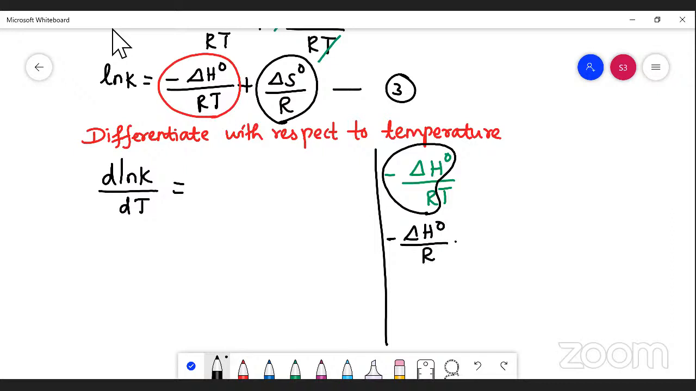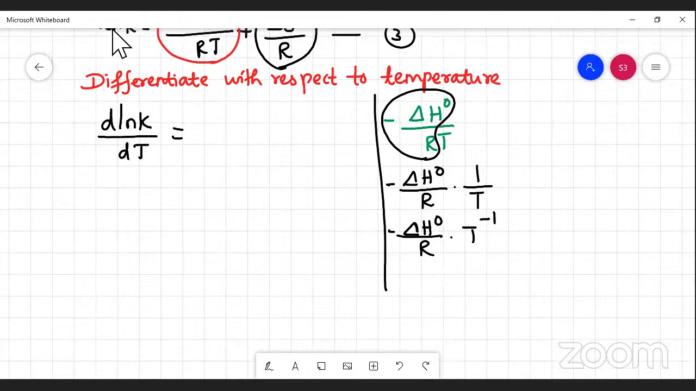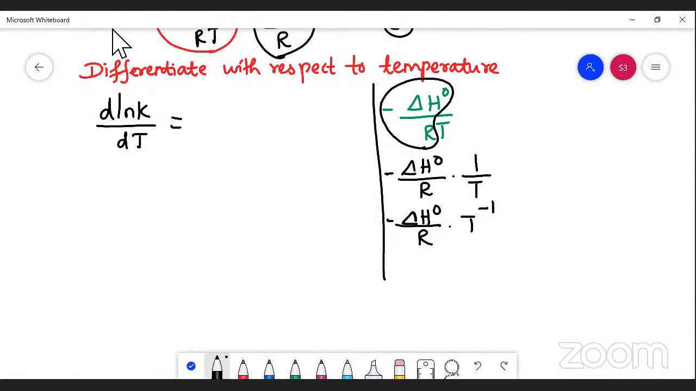And what is remaining? 1 by T. If you take this minus del H naught with R, this 1 by T, I can write T the power minus 1. Next I'm going to simplify this T the power minus 1, by using the relation, the formula n x the power n minus 1.